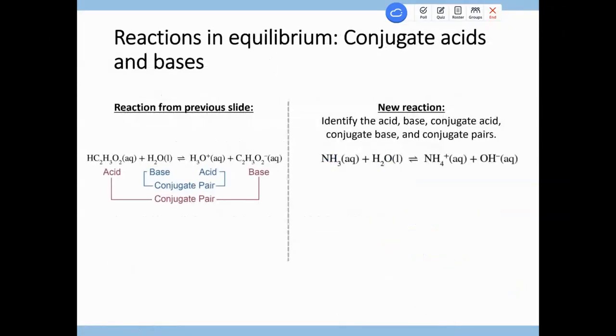Okay, so on this slide now, I have the reaction from the previous slide. We have acid and base, and let's add in that H3O+ is the conjugate acid, and the last one is the conjugate base. We're just missing that conjugate part. And then H2O and H3O+ are a conjugate pair. The first and last molecules are conjugate pairs. So with that in mind, look at this reaction, identify acid, base, conjugate acid and conjugate base, and connect the conjugate pairs. I'll give you all some time to work on that.